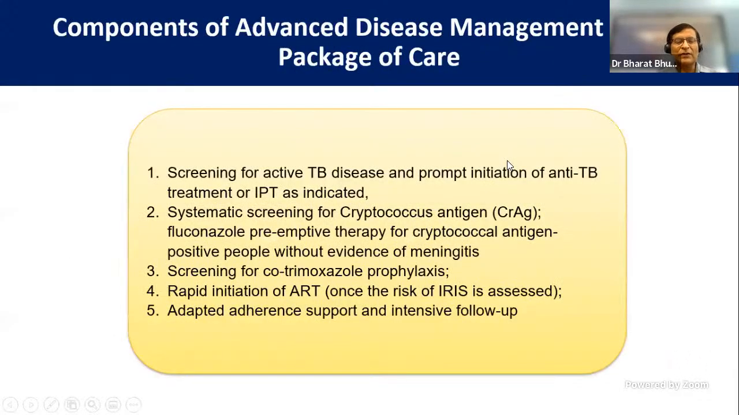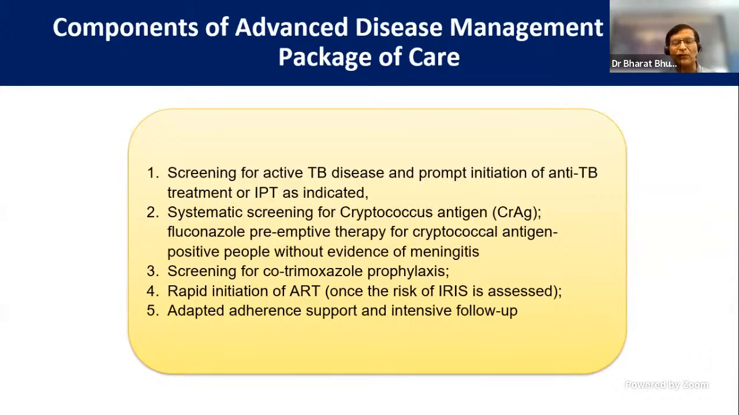So what are the components? These are the 5 key components of the advanced disease package of care. Screen for tuberculosis, active disease, and you all know how to screen. Basically, it is a 4 symptom screen, X-ray, and prompt initiation of anti-TB treatment or IPT. Once you have ruled out tuberculosis, you need to provide TB preventive therapy. They also suggested a test called the LAM test, a urine test for LAM, which can detect TB, particularly among those who have a CD4 count of less than 100.